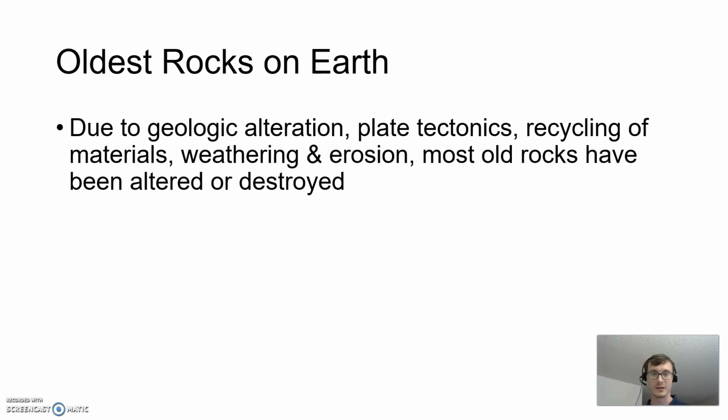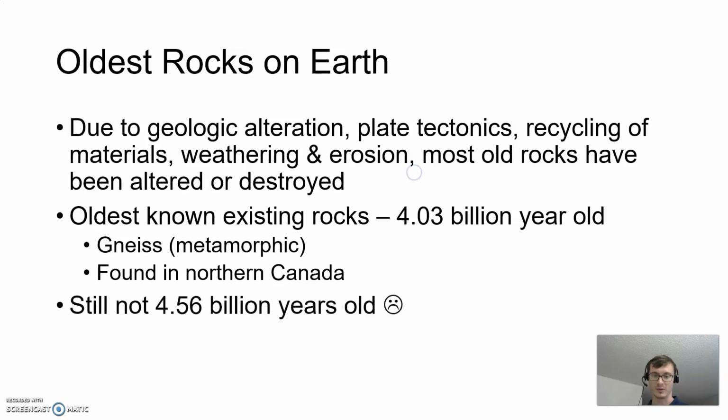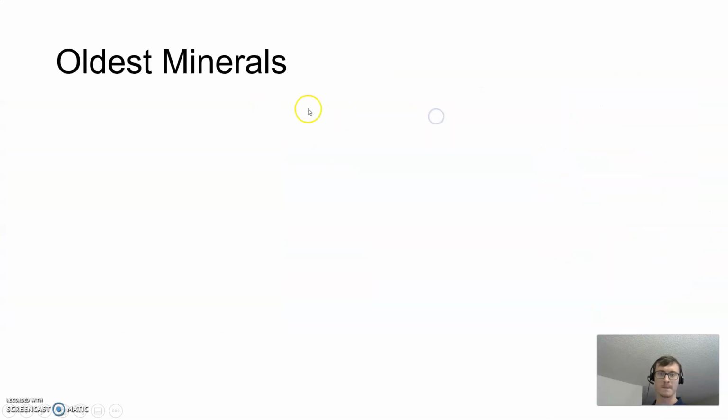The further back in the record you go, the less of a chance there is that something could have survived for so long. Because of this, the oldest rocks that we have on Earth are only around 4 billion years old. These are metamorphic rocks, called a gneiss, found in northern Canada. But it still doesn't get us to 4.56, so that can't be how we figured it out. You can actually see an example of this, our little gneiss here up in the north of Canada.